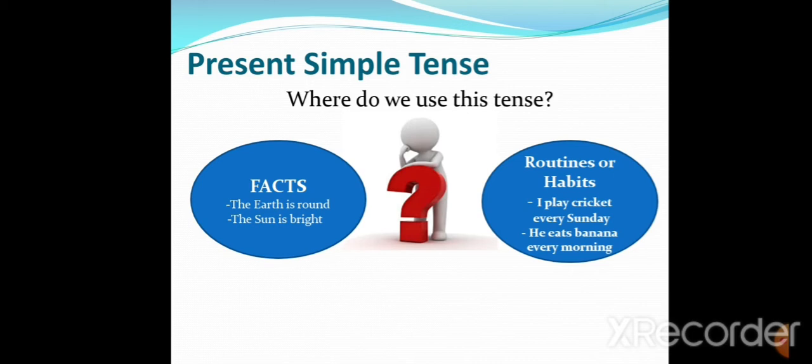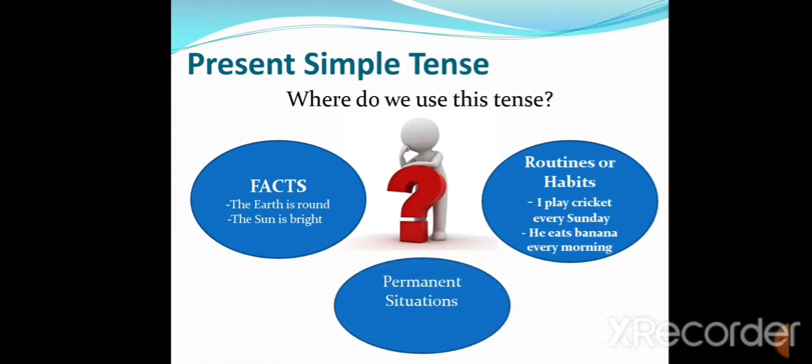Now, the third thing, it is also used for permanent situations. So when I say, I live in Ahmedabad, it's a permanent situation. I'm not here for 2-3 days of a vacation. It's my residential address, like I stay in Ahmedabad, I live in Ahmedabad. So, it was true yesterday, it is true today and not likely to change any time.